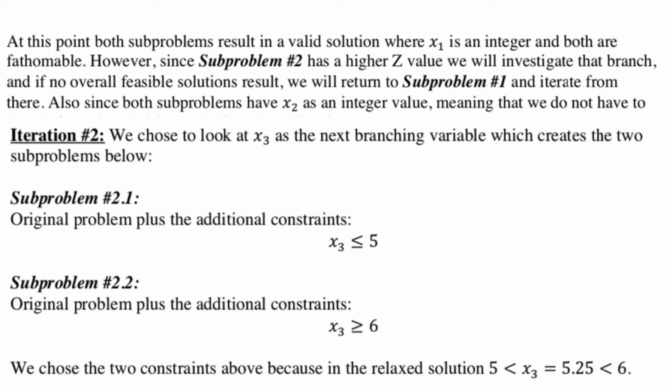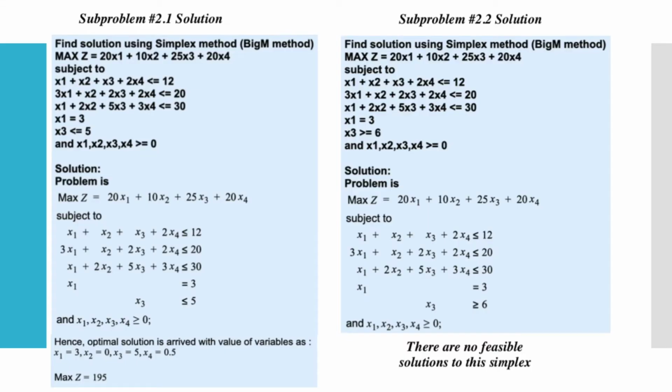Again, we chose x3 to be less than or equal to 5 in subproblem 2.1 because x3 was equal to 5.25 in iteration number 1, and we chose subproblem 2.2 to be greater than or equal to 6 because x3 is between 5 and 6. From this, we ran the simplex again, except we added the constraint that x1 is equal to 3 since we already established that was true. We found that if x1 is equal to 3, x3 cannot be greater than or equal to 6 because it violates constraint number 3.